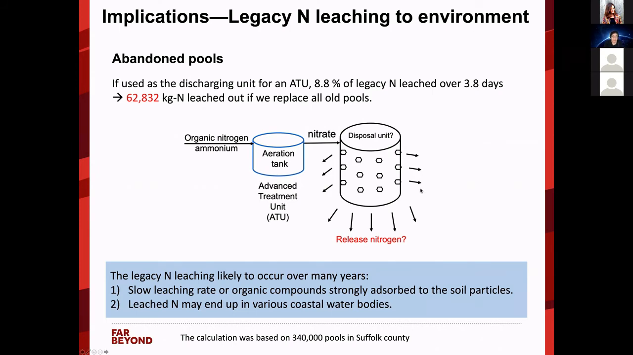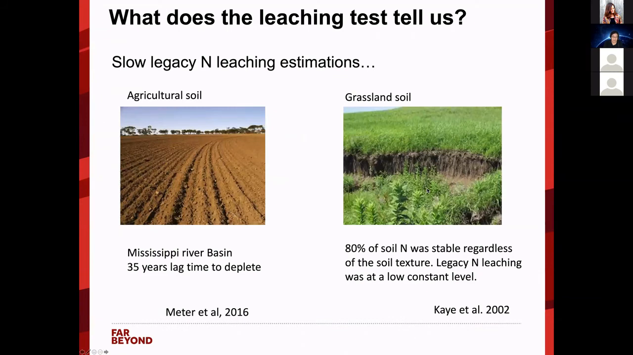So let's see how our estimation compares to some other studies. When we look into the literature, we found most of the nitrogen leaching estimations were for agricultural soils. Here are two examples. In a study of the Mississippi River Basin, they estimated the leaching nitrogen present in this agricultural soil will take about 35 years to deplete. And in another study of grassland soil, they found the majority of the soil nitrogen was stable regardless of the soil texture, and nitrogen would leach at very low constant levels.